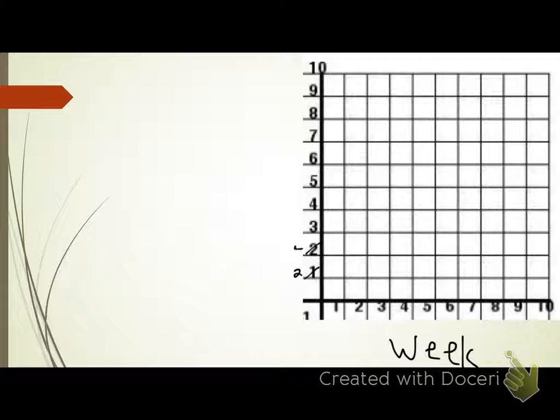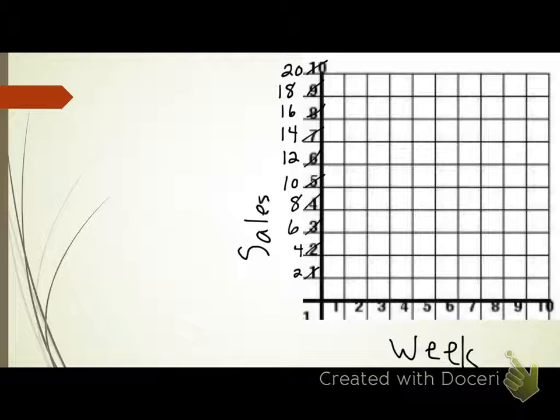2, 4, 6, 8, 10, 12, 14, 16, 18, 20. Now I can put sales in millions. Everyone okay with my axes and my numbers on my axes?